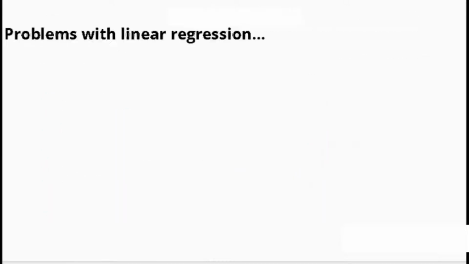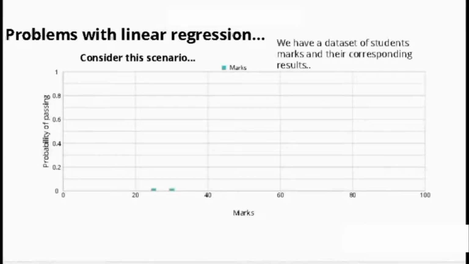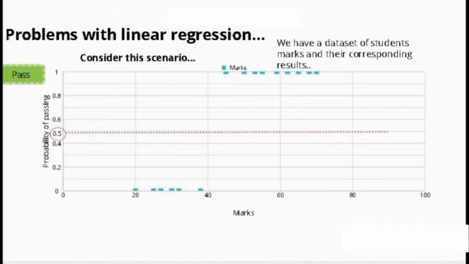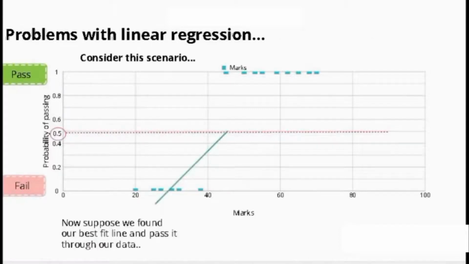Now let's look at what the problem with using linear regression on categorical data might be. Consider this scenario. We have a dataset of students' marks and their corresponding results. On the x-axis we have marks, on the y-axis we have the probability of passing. Now let's pick a threshold of 0.5 where absolute 1 means pass and absolute 0 means fail. Now suppose we found the best fit line and we pass it through our data. Considering our threshold of 0.5, our cutoff comes out to be 50 marks.